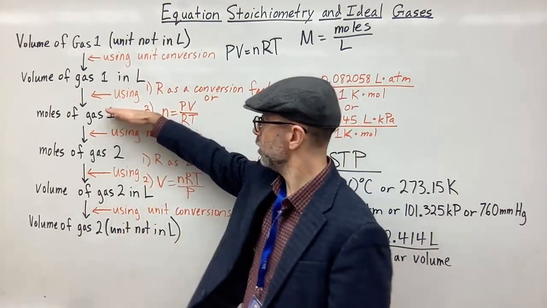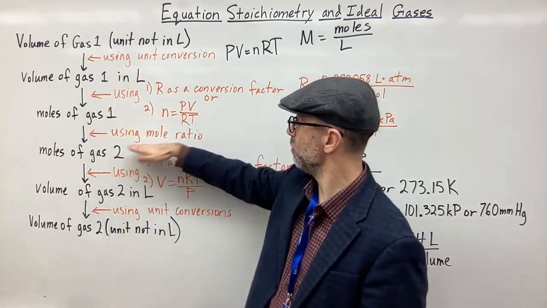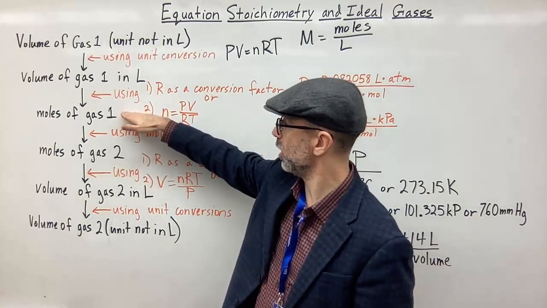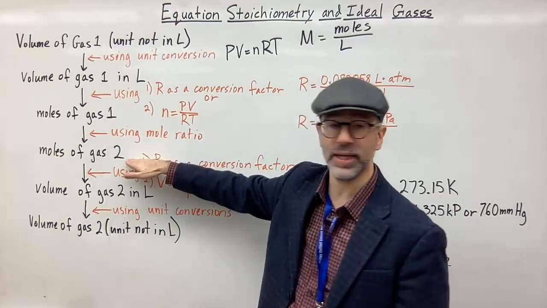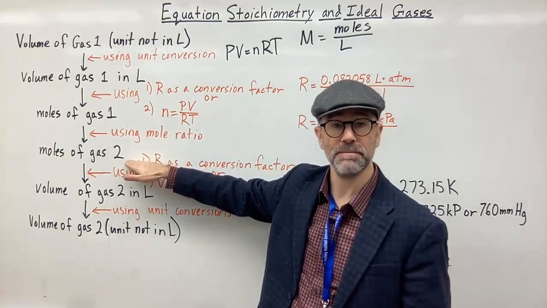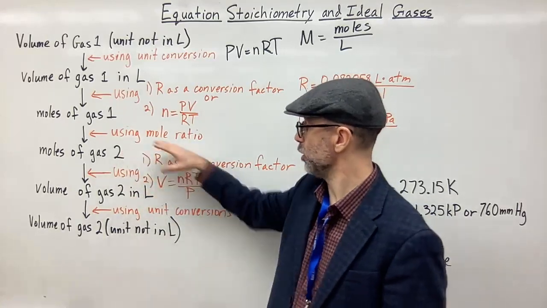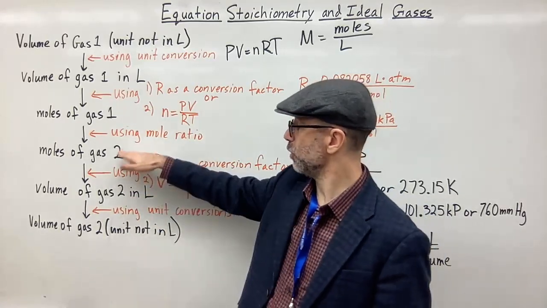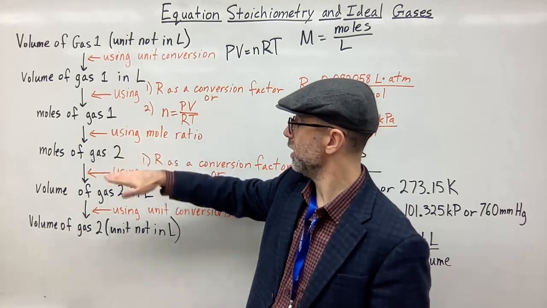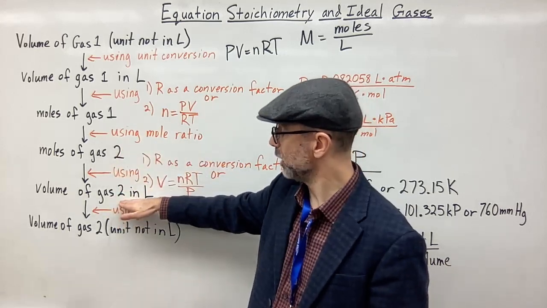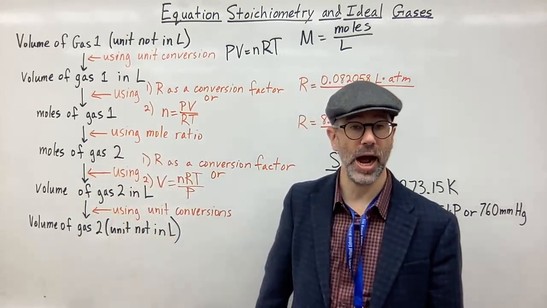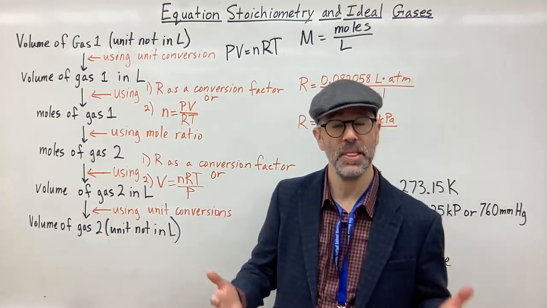And then I would use the mole ratio to convert from moles of my solution to moles of the gas produced, right? And then I could use the ideal gas law to convert from moles of the gas to liters, and then to whatever unit they're asking for. So that's a possibility, right?